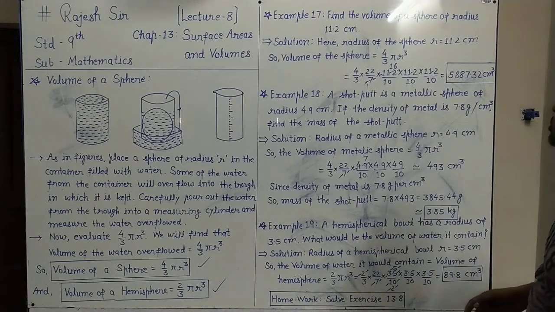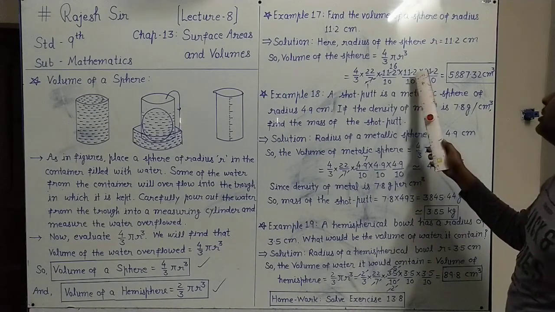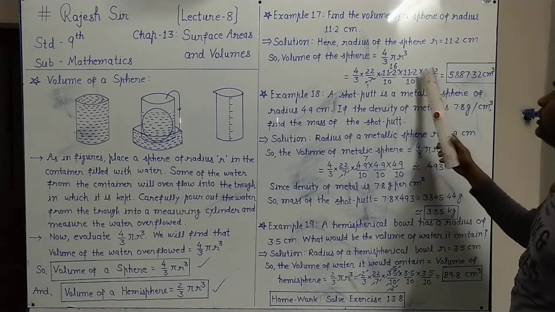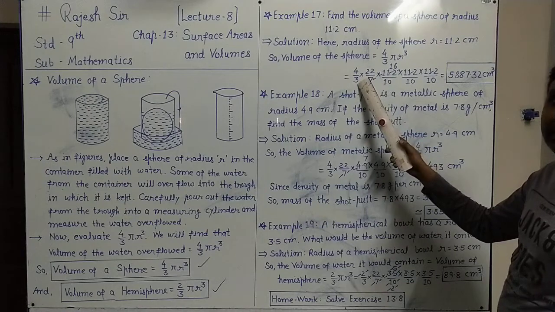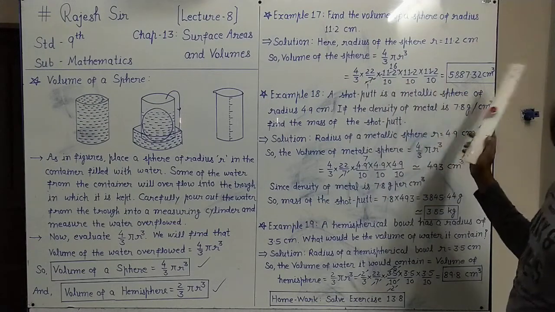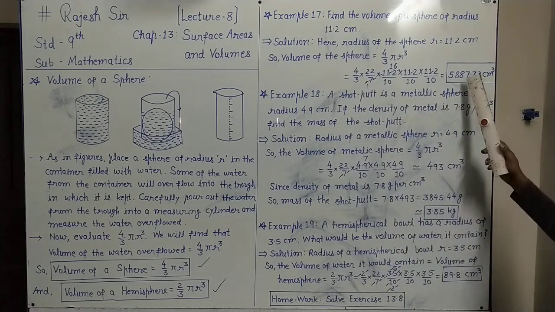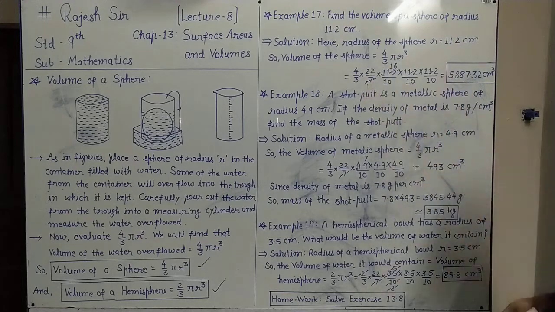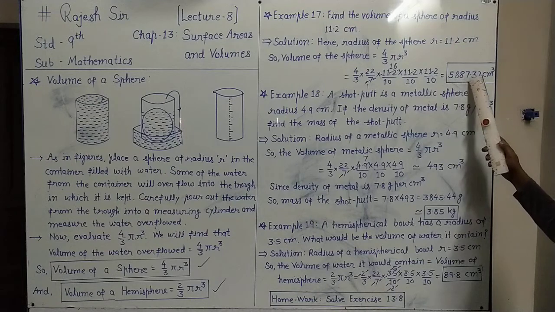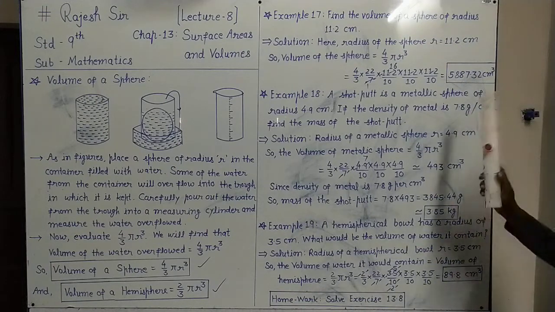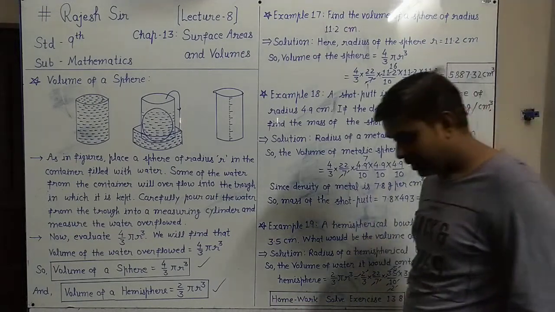So it is very simple. What to do? We have to multiply all these numbers, 112, 112, 16, 22 and 4, and then divide by 3, and then placing the point at the thousandth place, we have, this is all we can do in the rough work, and the final answer is 5887.32 centimeter cube, which will be the volume of the sphere. That was asked.